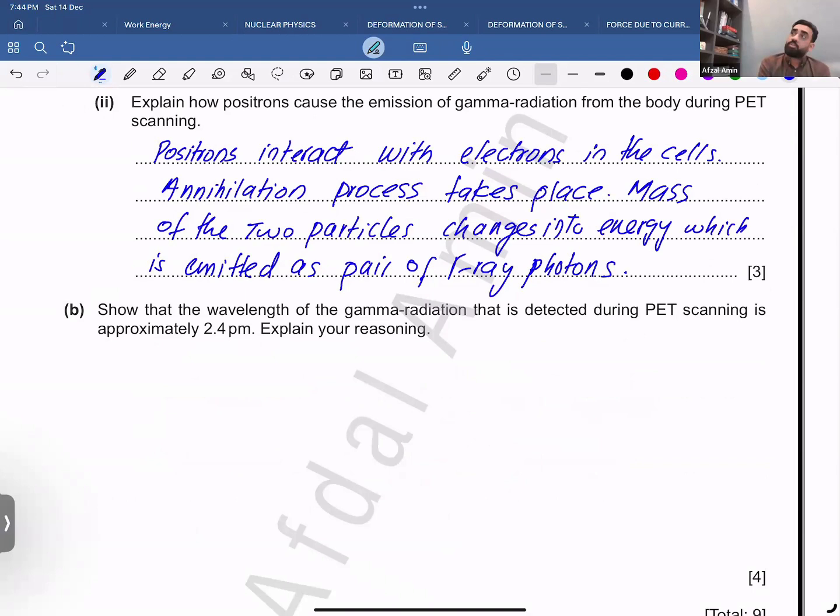Show that the wavelength of gamma radiation detected by PET scanning is approximately 2.4 picometer. Exactly the same answer. You have to first find the energy like you did, and then use that energy you can find the wavelength. So first of all, the energy of annihilation is 2 me c squared, 2 × 9.11 × 10^-31 × c. What was the answer on previous page? Just give me.